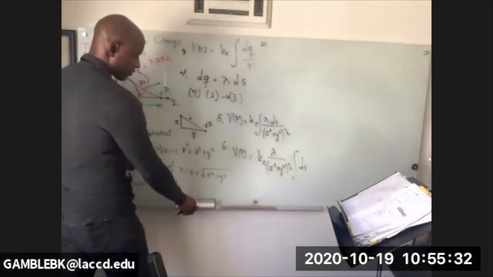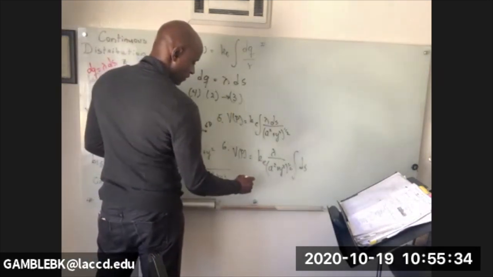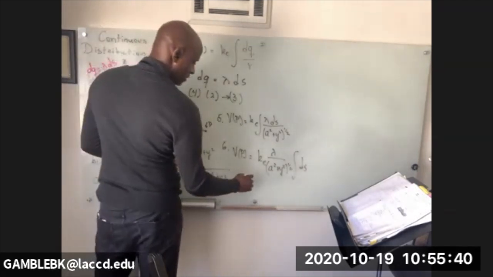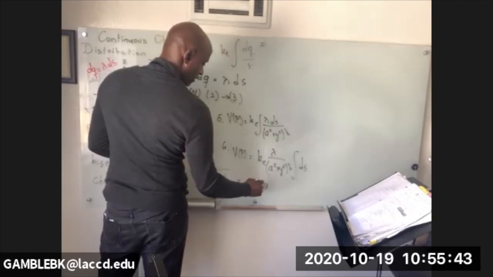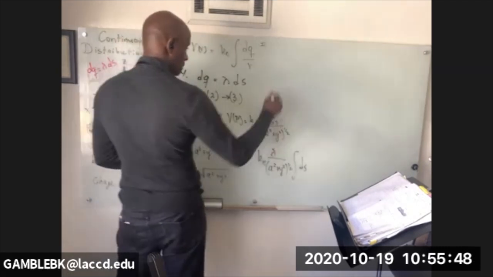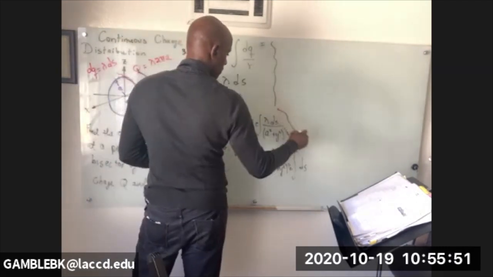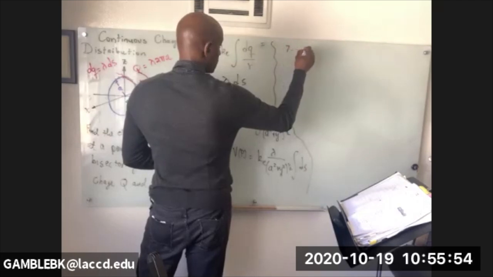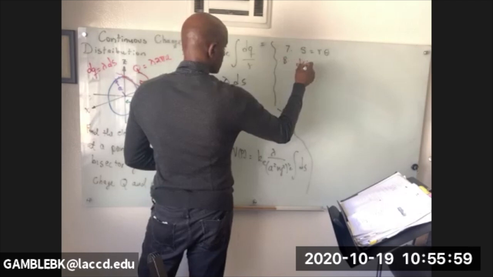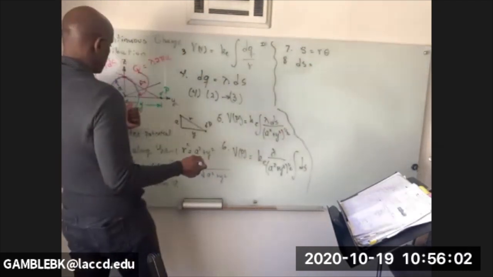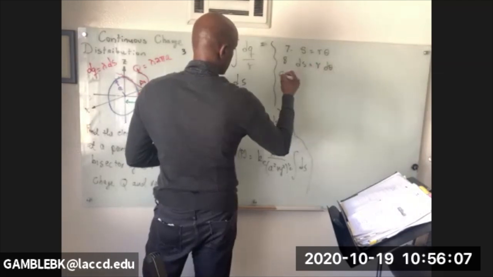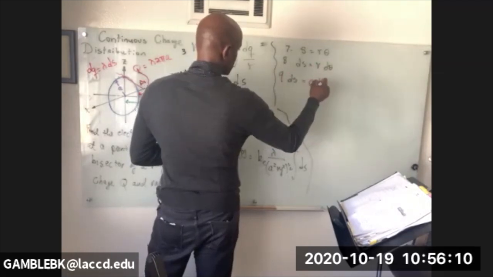If you really wanted to be correct, if S arc length is equal to r theta, then ds is equal to r d theta. So in my case, ds is going to be equal to a times d theta.